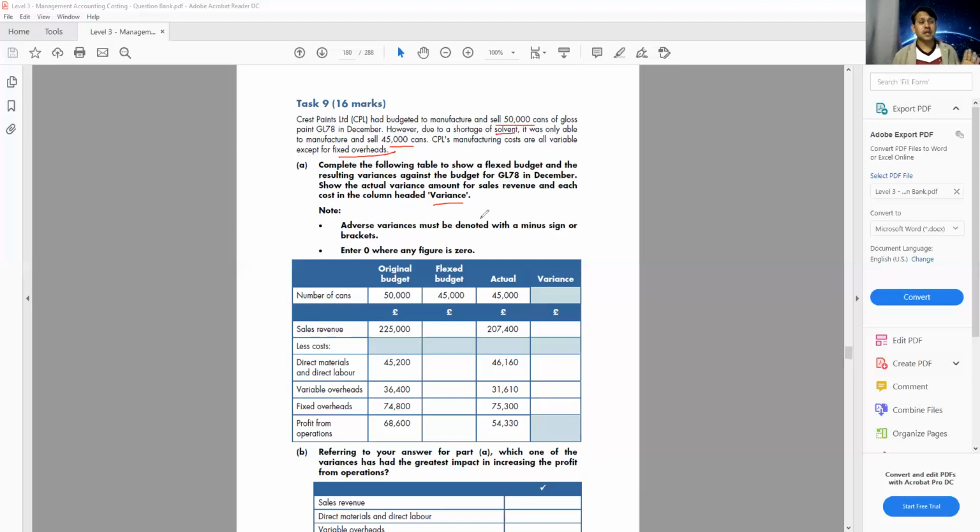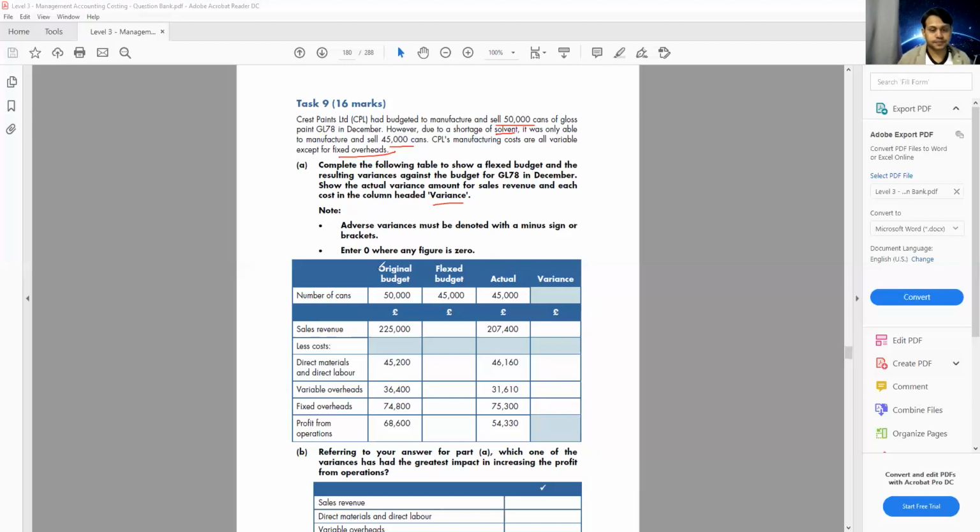You're going to find the difference between the flex budget and the actual. If my actual cost is more than budgeted, this is an adverse variance for the cost. If the actual cost is less than the budget, it is favorable. Only for sales is it different. If my income is more than budgeted, it is good for me. If the income is less, it is bad for me.